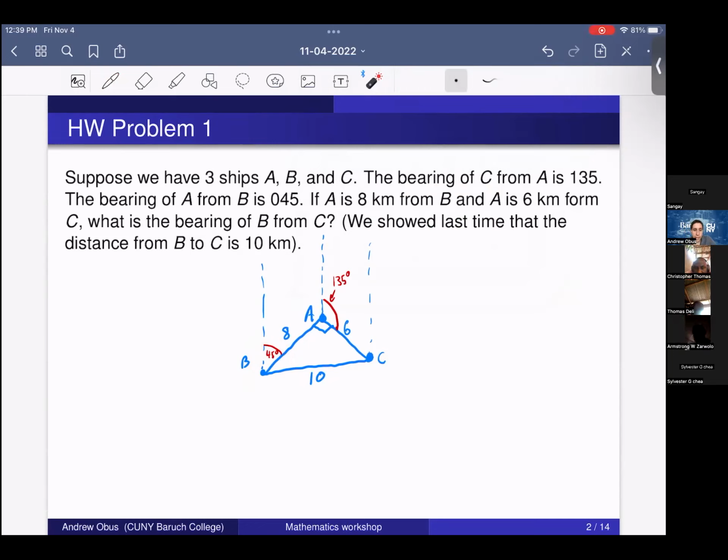Does anybody want to start things off, talk about how you would solve this problem, or an idea to start solving it? Figure out the bearing of B from C. Yep, Tomas?